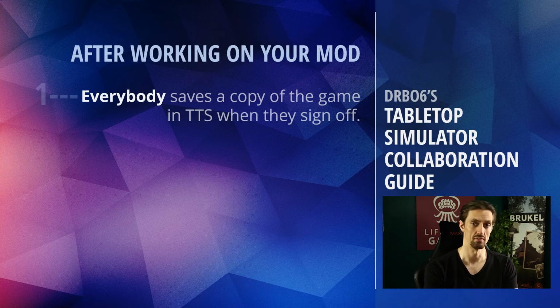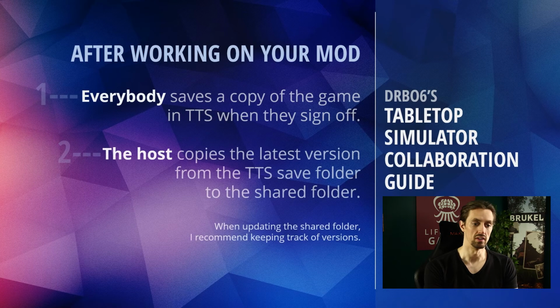That way, at least you have a copy that's like it was the last time you saw it. But more importantly, I want the host to copy the last version from that Tabletop Simulator save folder to that shared folder that you have, whether it's a Dropbox or a Google Drive. The second step is the most important one, and it's a big responsibility. But I'm assuming here that the host will be the last person to see what the game state was when you were signing off. So this should ensure that whatever the last version was gets saved onto that shared folder where everybody can access it.